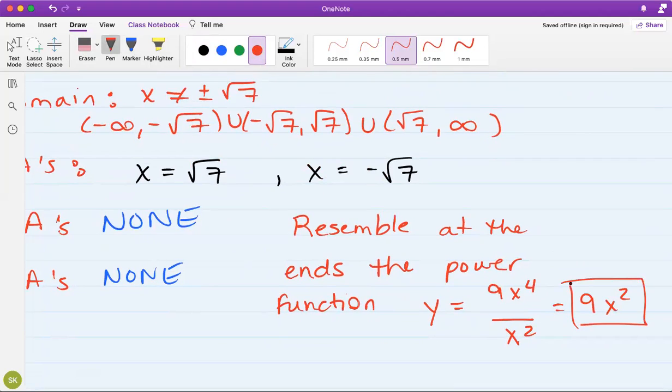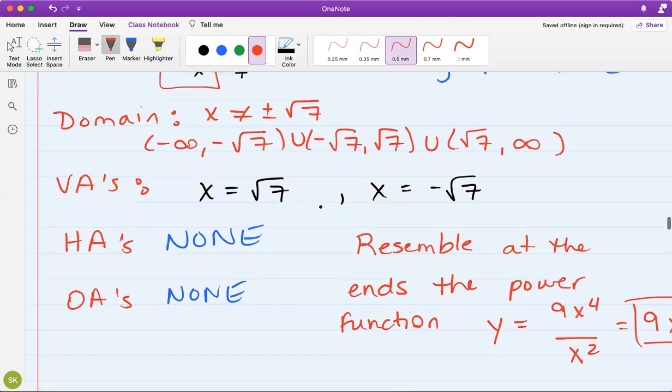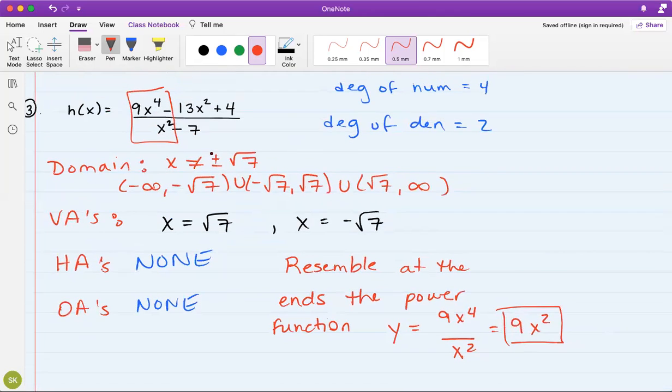So at the ends, it's going to kind of look like a parabola. So you're going to be going up. Your end behavior is going to look sort of like a parabola. I'm going to show you this in a graph. So let's summarize what we're going to see when we graph this. We're going to see two vertical asymptotes. We are not going to see a horizontal or an oblique asymptote, but we're going to have something interesting happening at the end behavior. So let's share our screen here.